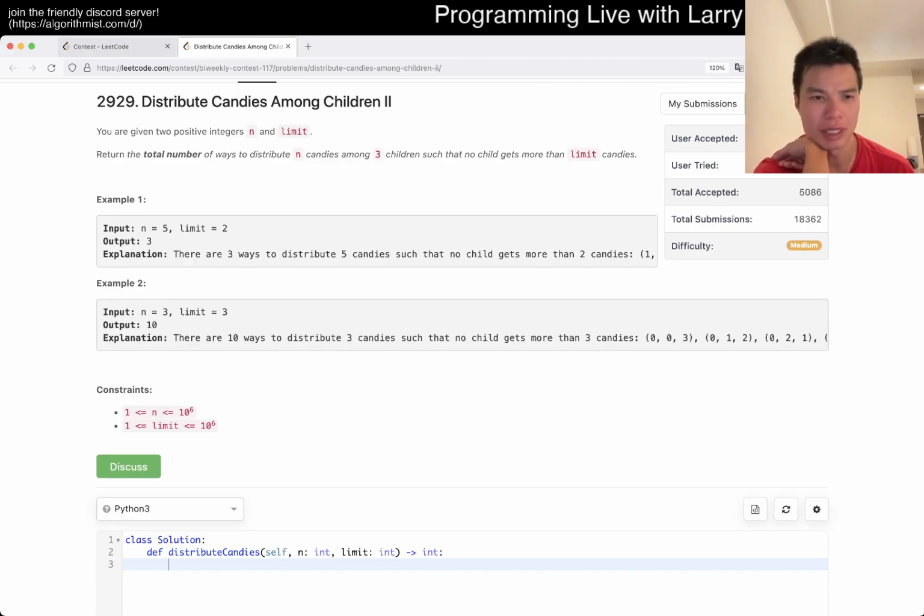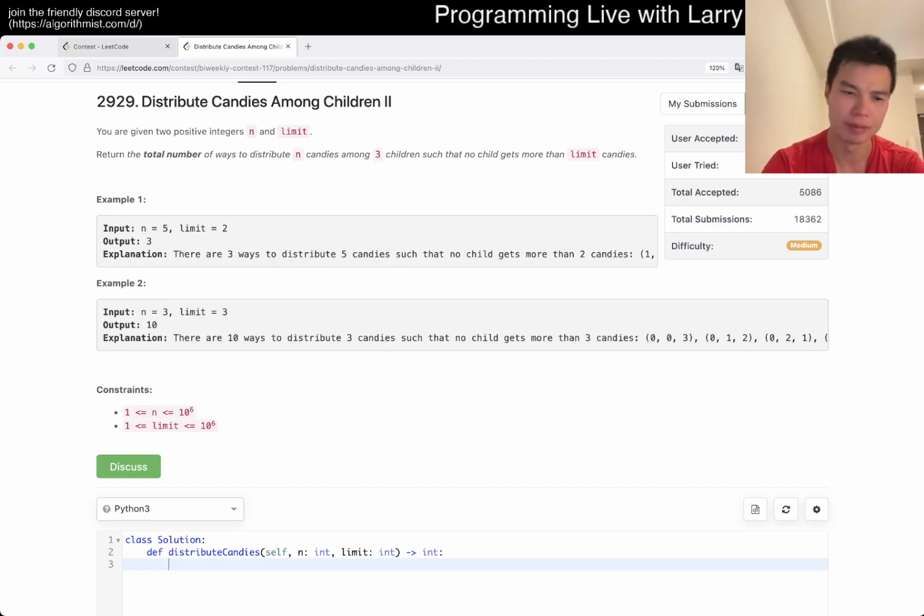Man, why am I so bad? Can it solve the 2 children case? 2 children would be... Well, we just brute force the thing, right? Because you know by... This is it. Alright, so let's see, right?